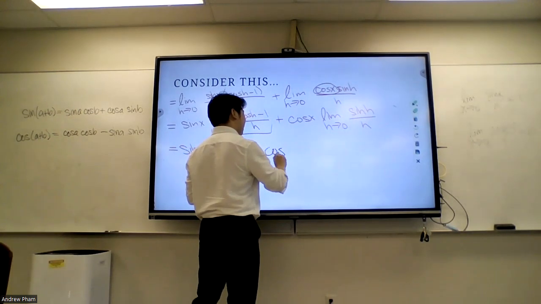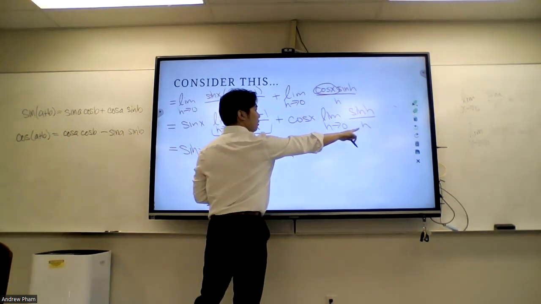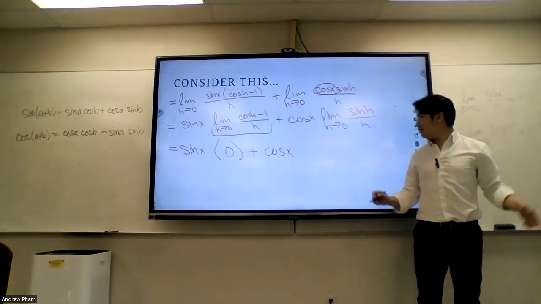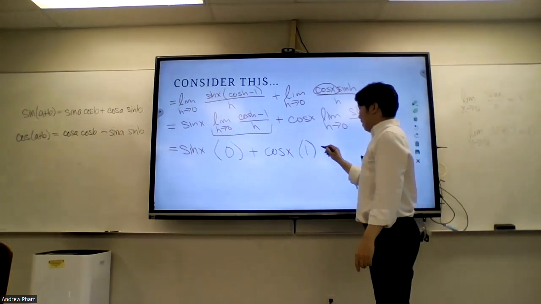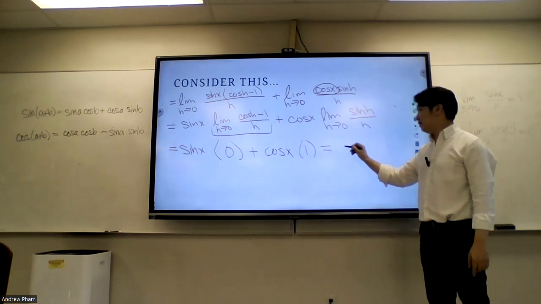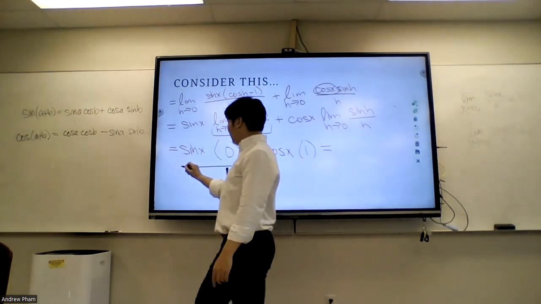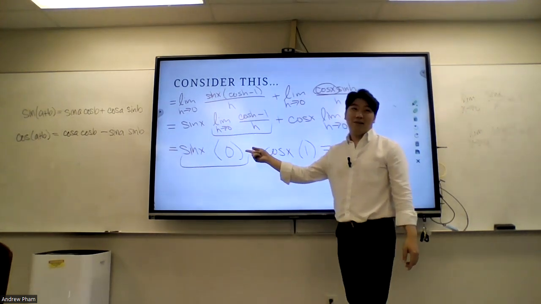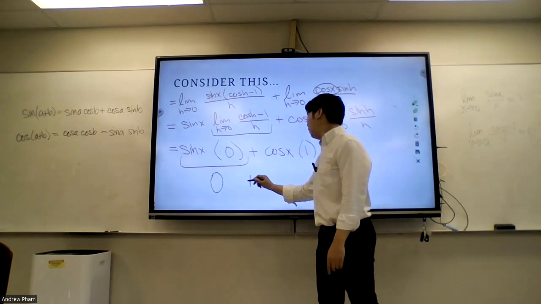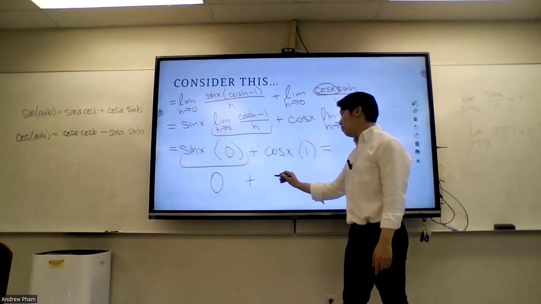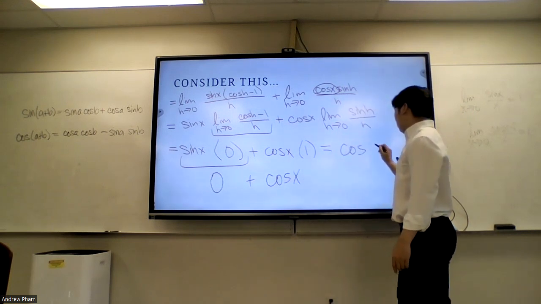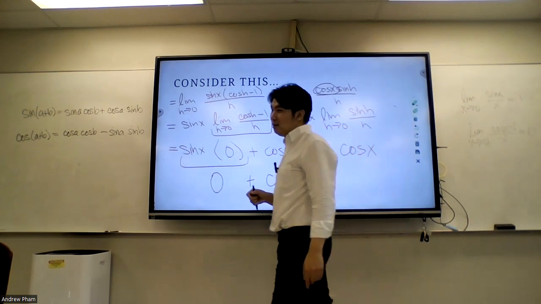What's the other limit? 1, because this is sine of h over h. All right, what does this all clean up to after I multiply it out? Right here, I think we agree that's 0, because that's 0 times sine of x. So that's 0 plus cosine of x times 1, that's just cosine of x. So we get cosine of x.